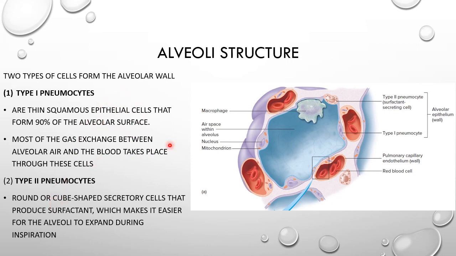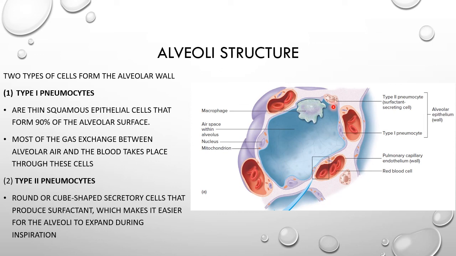What are your type 2 pneumocytes? Ito siya. Your type 2 pneumocytes, they are round or cube-shaped secretory cells. So, they secrete something kasi they are secretory cells. And what do they produce? Surfactant. Okay? This surfactant, ang purpose niyan is to make it easier for the alveoli to expand during inspiration. No? It decreases the surface tension. Yan yung purpose ng surfactant. So, type 2 pneumocytes produce that.